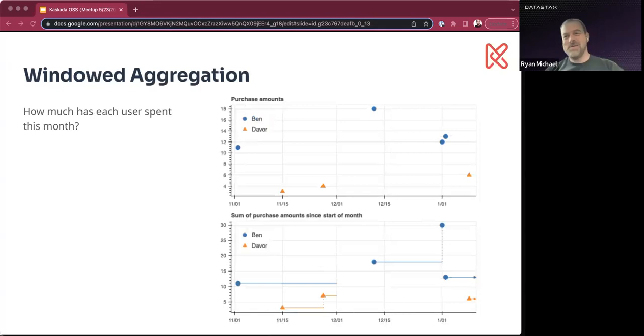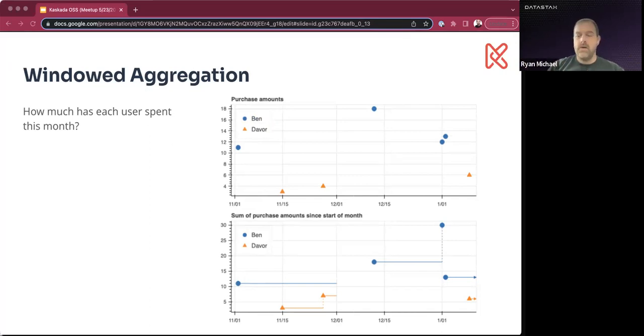So that's not super interesting. We're going to do a sum that's fairly simple. But let's start to add a little bit of complexity, right? So maybe we don't want to know how much the users have spent since the beginning of time. Maybe we're mostly interested in what they've been doing recently.